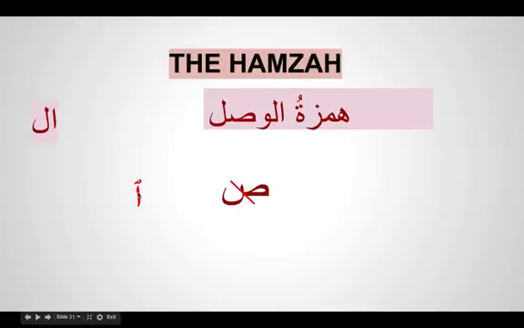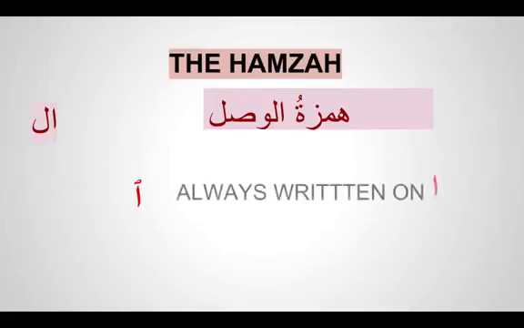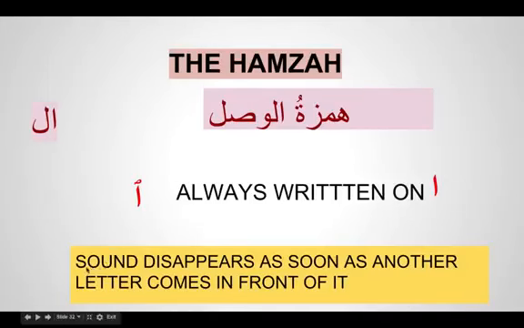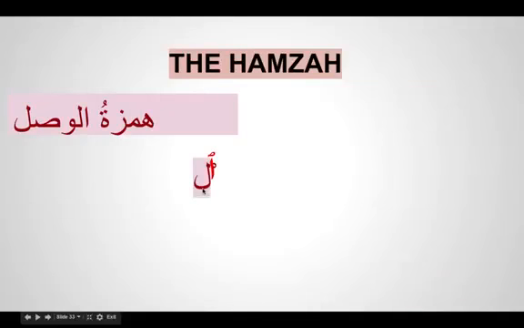As we said, this is a borrowed sound. This is a temporary sound. What do we mean by a borrowed or a temporary sound? It means it is always written on Alif, Hamzatul Wasl. The sound disappears as soon as another letter comes in front of it. As soon as any letter, for example a waw, comes in front of it, this Hamzatul Wasl disappears and it is pronounced as wal. It is not wa'al, it's wal.